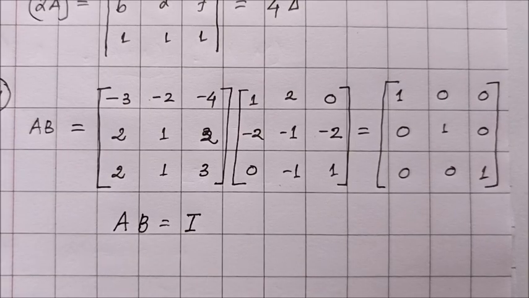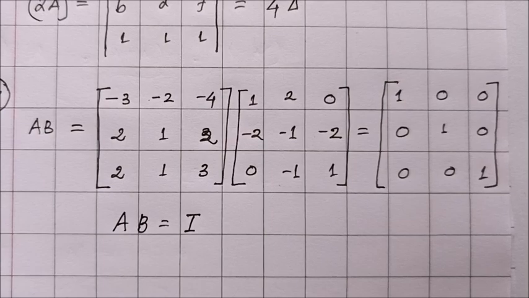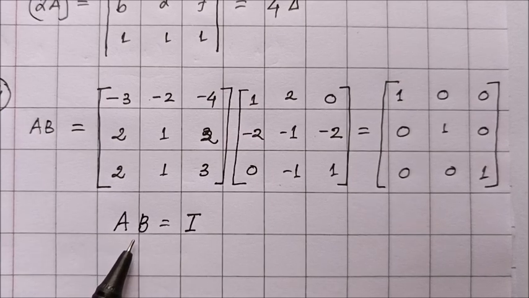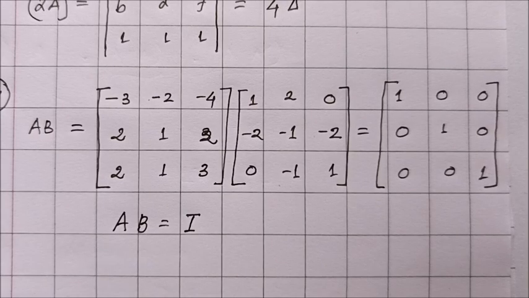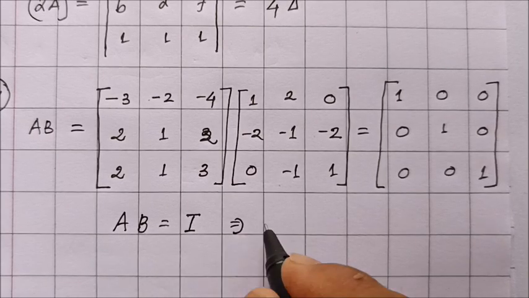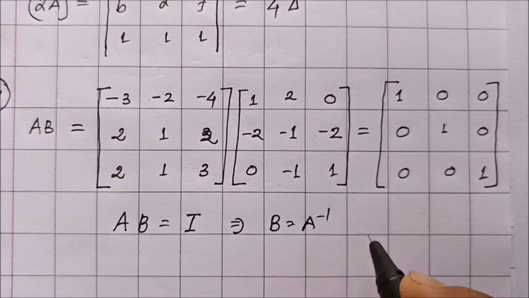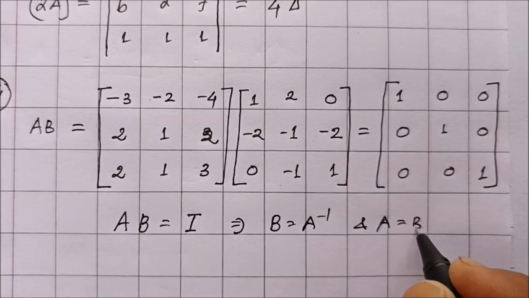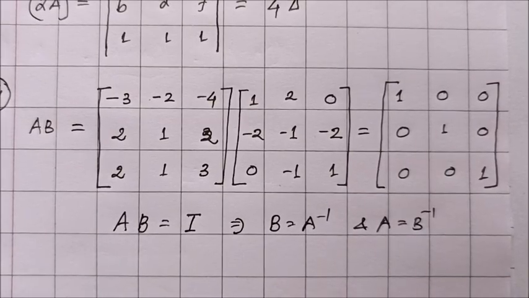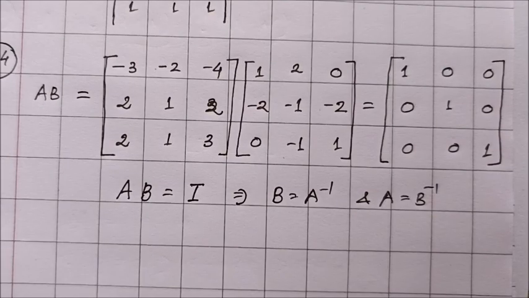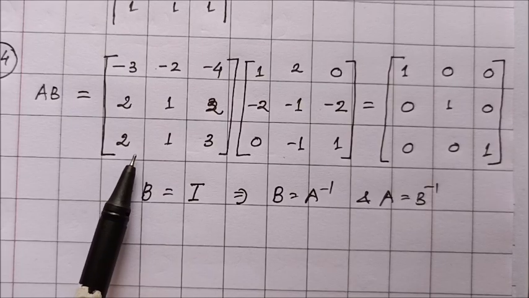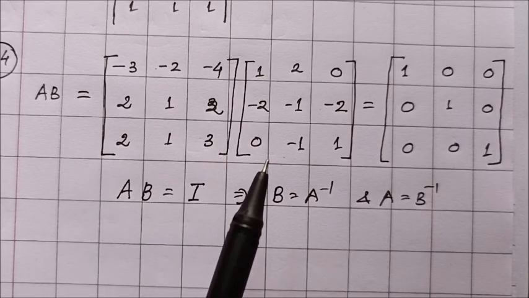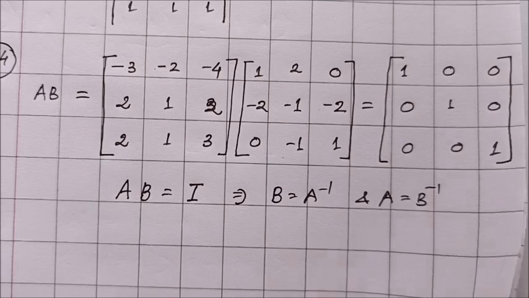And it is a concept of invertible matrix, that if the product of two matrices is the identity matrix, then one is the inverse of the other. So this implies B is the inverse of A and A is the inverse of B. So it is both ways around actually. We have to check the question very carefully, whether A is the coefficient matrix or B is the coefficient matrix of the system of equations.